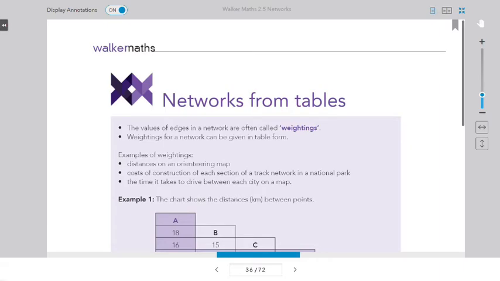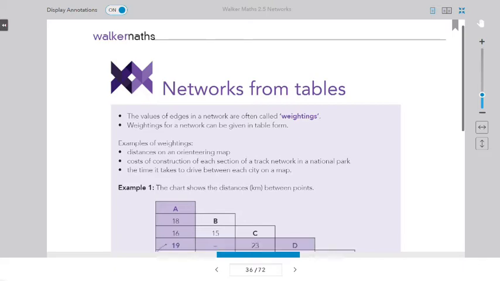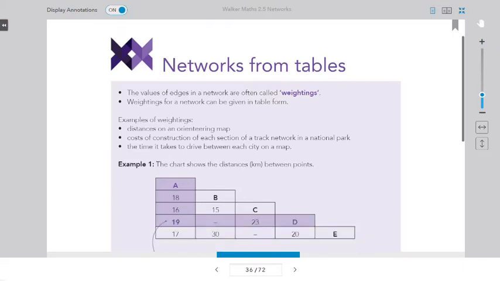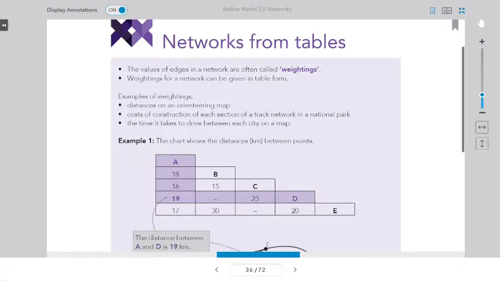This is coming from your Walker Math books. Networks from tables. The values of edges in the networks are often called weightings because each one is weighted depending on its value. The weightings for a network can be given in table form. I guarantee most of the time they are. Remember that those weightings can have different values. It can be the distances on a map. It can be cost of construction. It can be the time it takes to drive between each city on a map. Lots of different things. But it is just a number that's put on the edge to tell you the distance or some information about a value between one node and the next.